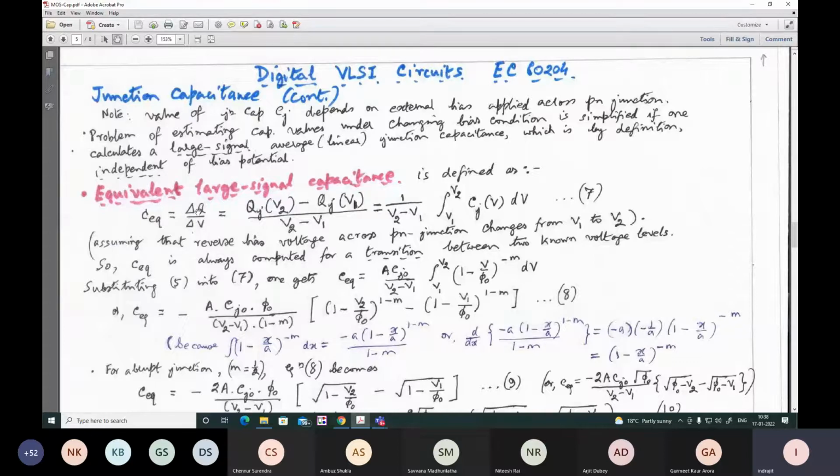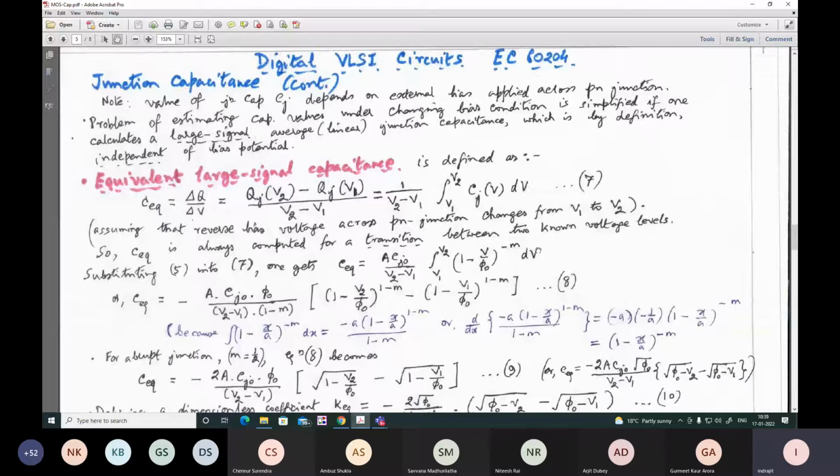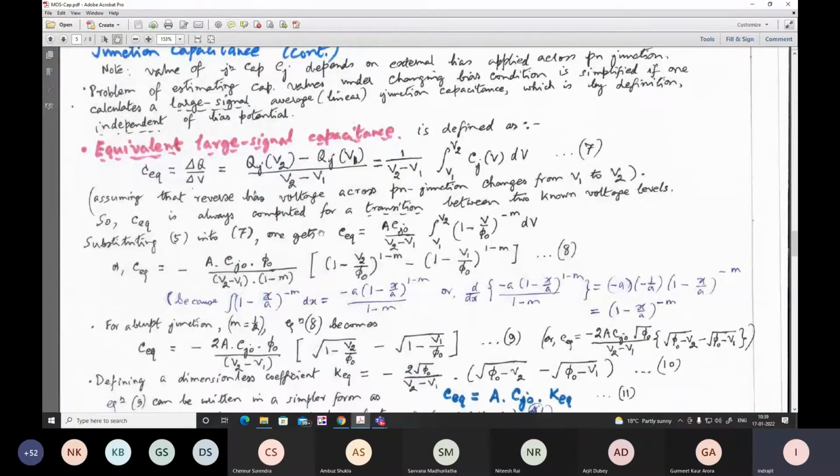So what is this equivalent large signal capacitance? That is given by delta Q by delta V. With the variation of the junction charge, the depletion region charge is varying. Now this CJ(V), we have seen how it is related to the grading coefficient M. Assuming that the reverse bias voltage across the PN junction changes from V1 to V2, C_eq is always computed for a transition between two known voltage levels. So basically we write it in this fashion.